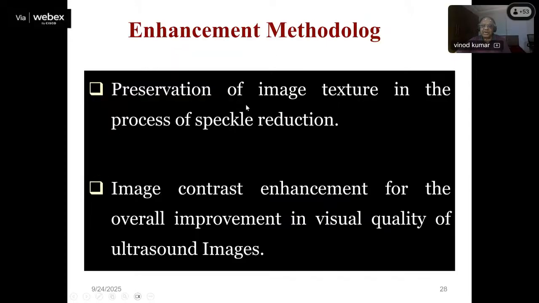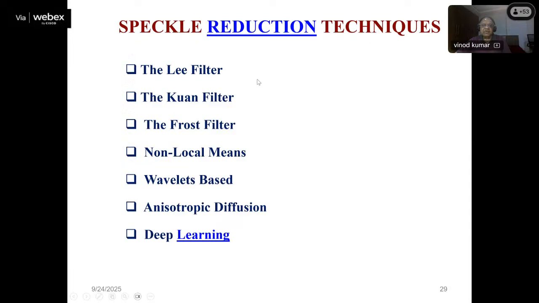Now, I will discuss the result also. There are various enhancement methods, and we used speckle reduction techniques. Lee filter is there, Cohen filter is there, Frost filter is there, non-local mean filter is there, wavelet based, and isotropic. We used isotropic diffusion filters. Deep learning is also used.